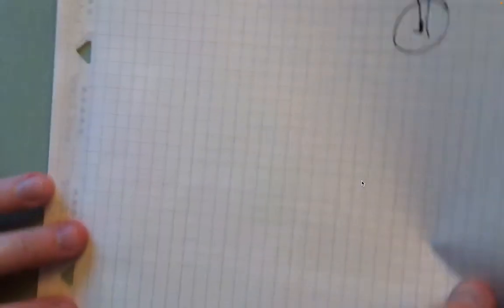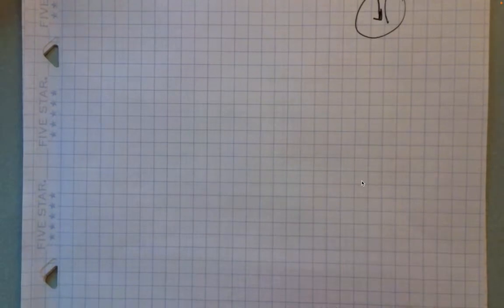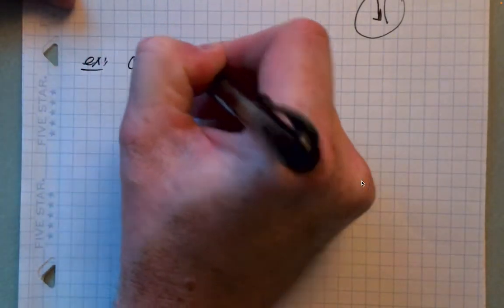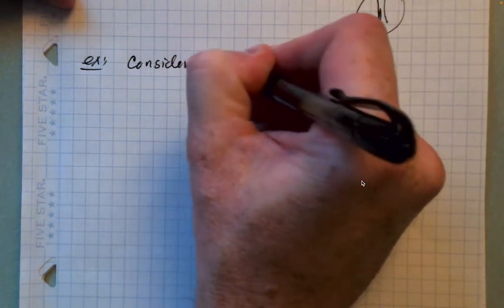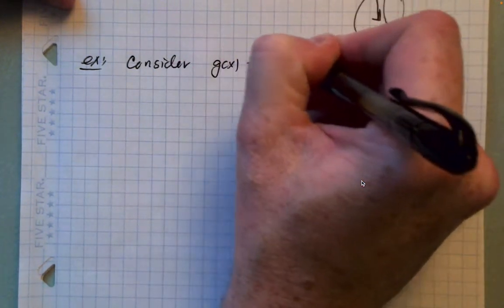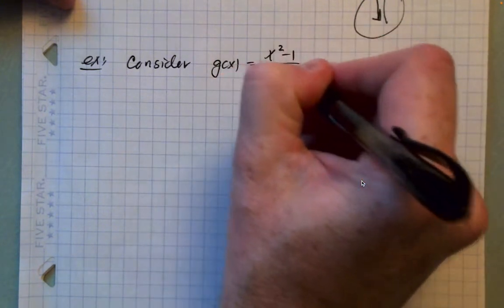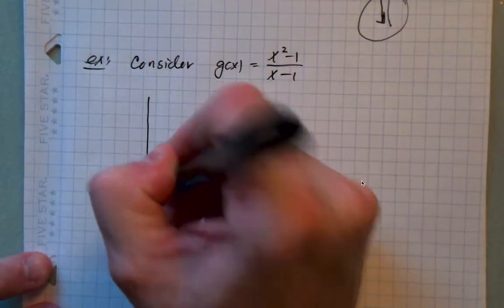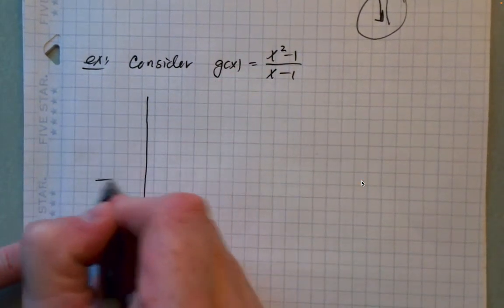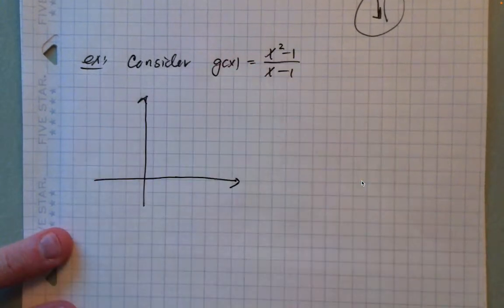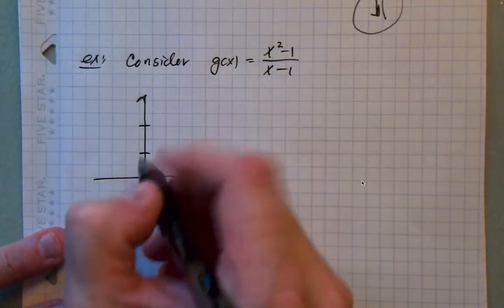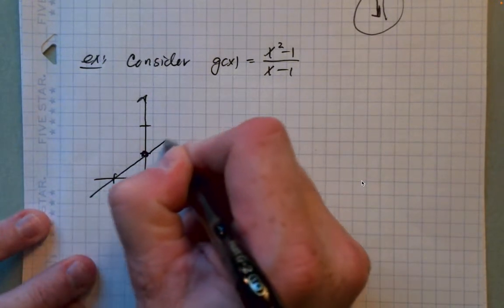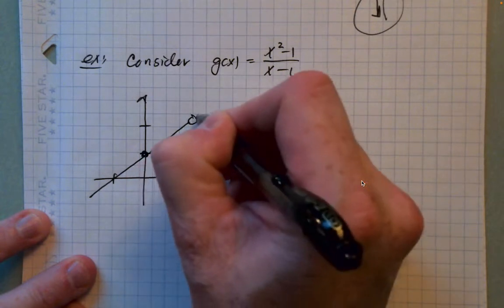Let's develop a concrete example of removable. So let's consider g of x equal to x squared minus 1 over x minus 1. So what does this look like? Well, let's draw it quickly here. So if it's xy here, this guy kind of cuts through maybe the x equals 1 area. And it kind of goes like this. This turns out to be a straight line, and it heads up a ways, and then you've got a hole.